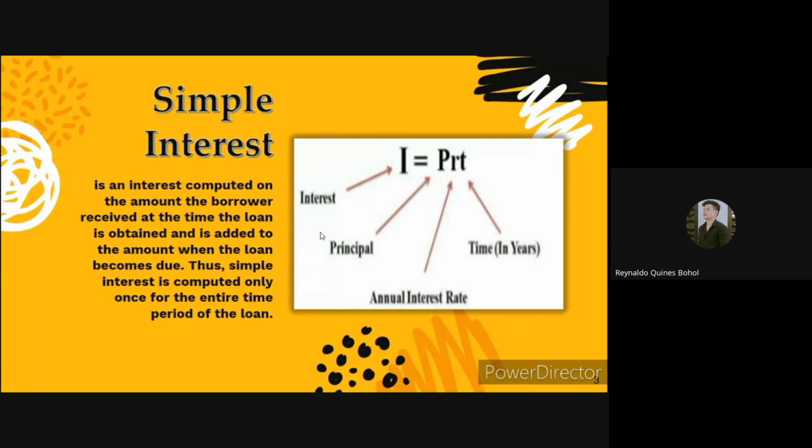We have the interest, I is equal to PRT. Again, I is the interest or the simple interest. The P is the principal, the money that you borrow or invest, and it is the original amount. When you borrow, there is an interest. R is the annual interest rate, and T is the time. So always remember, in getting the annual rate, always express your answer in decimal.